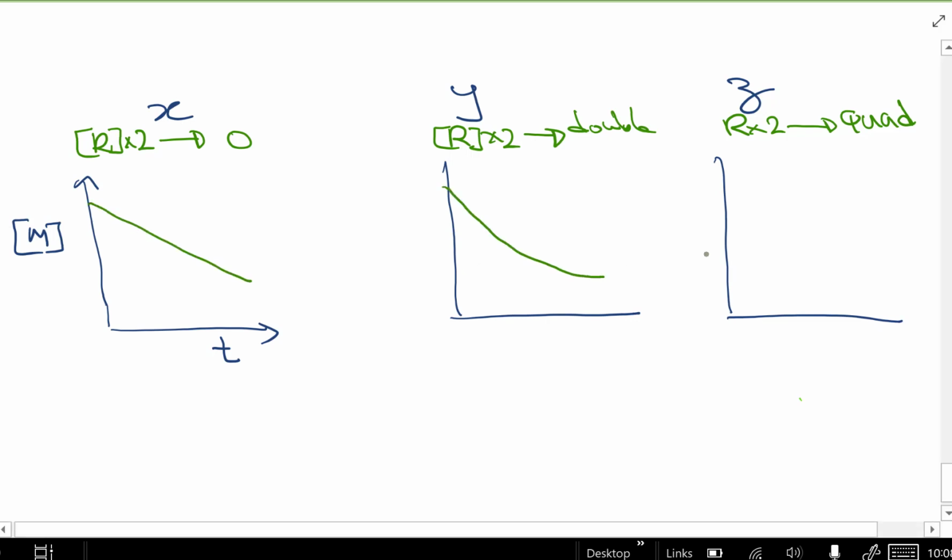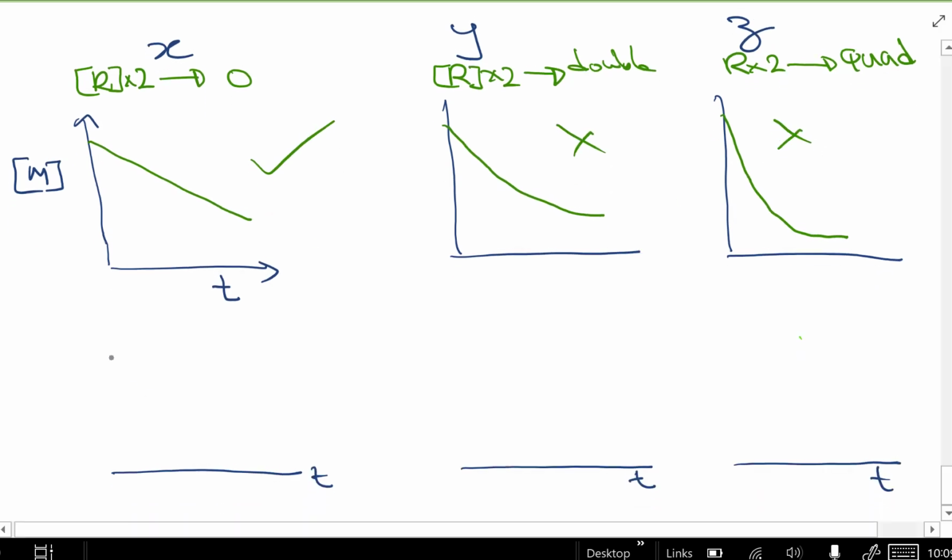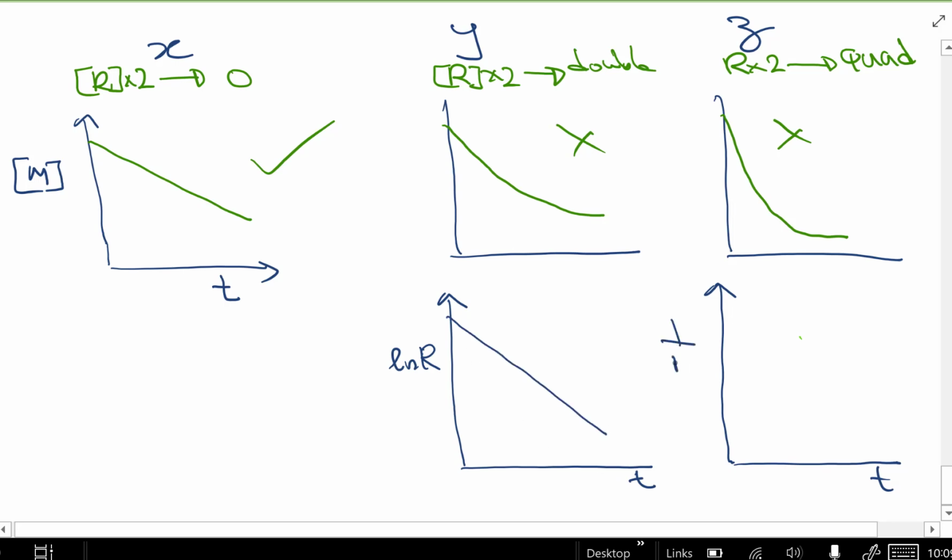Y, you double, it's double the rate. Third one, you double the concentration, it quadruples. Now first, second, third, Y and Z did not change anything, so therefore we need to find another way. What's another way? Instead of the molarity versus time, this one, ln reactant versus time, and 1 over reactant versus time. So we don't have to do that one.